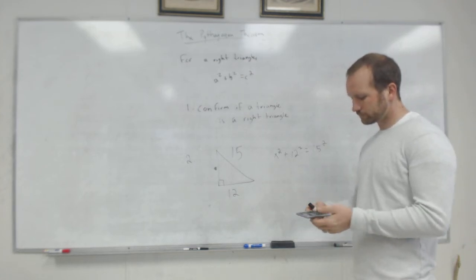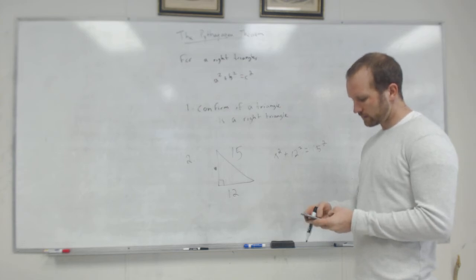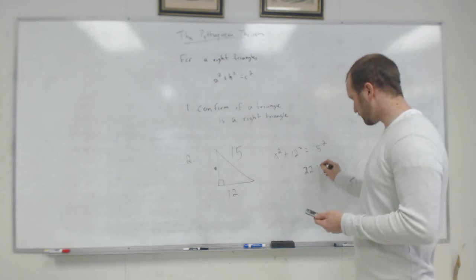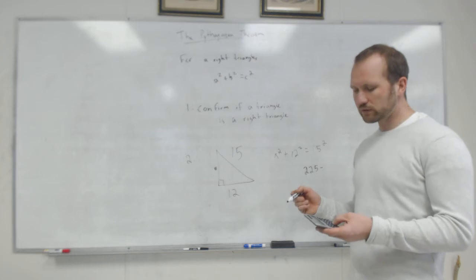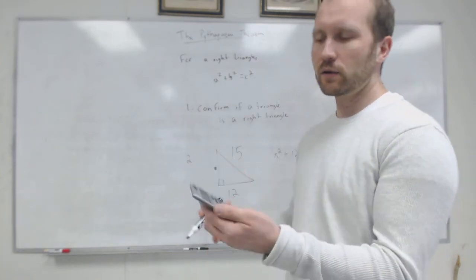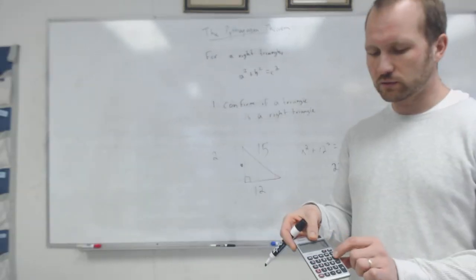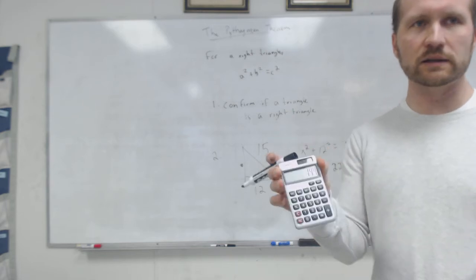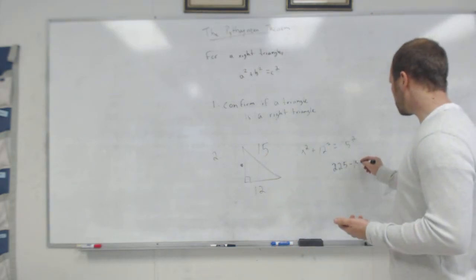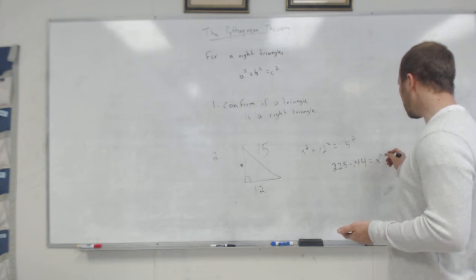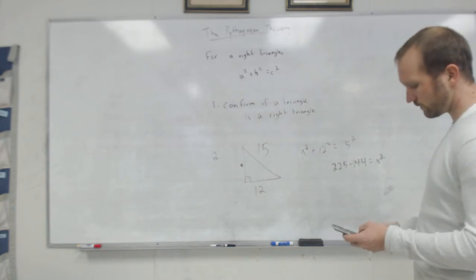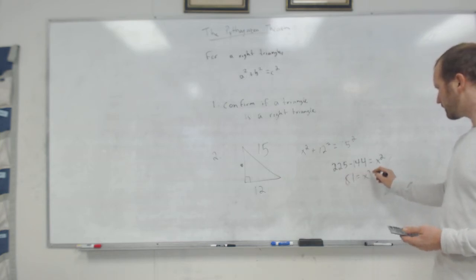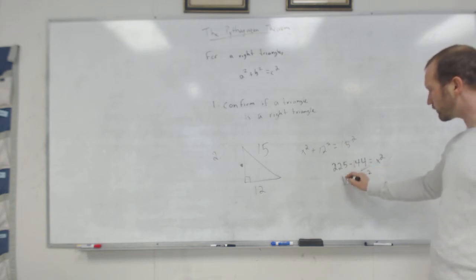So on my calculator, 15 squared is 225. Just a quick note: if you have one of these simple calculators, to do squared, you can usually just do times equals, and that squares the number. On a really simple calculator, yep. So 12 squared is 144. 225 minus 144 equals 81. So x is the square root of 81.